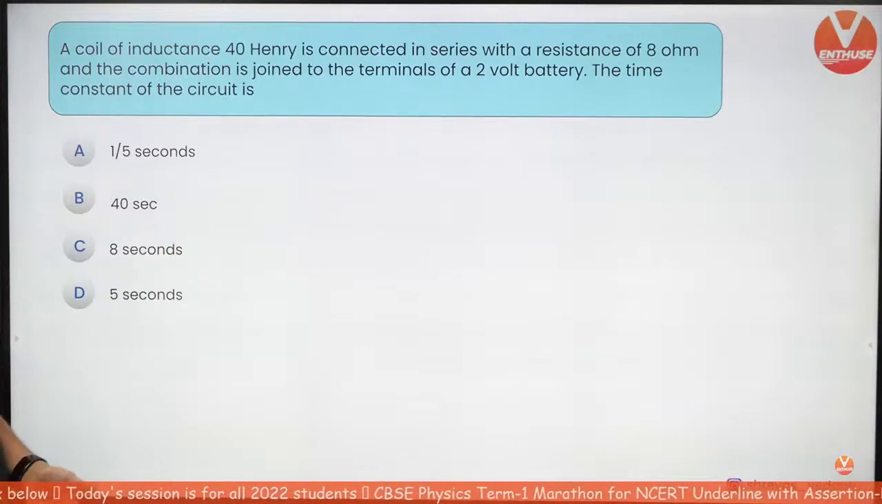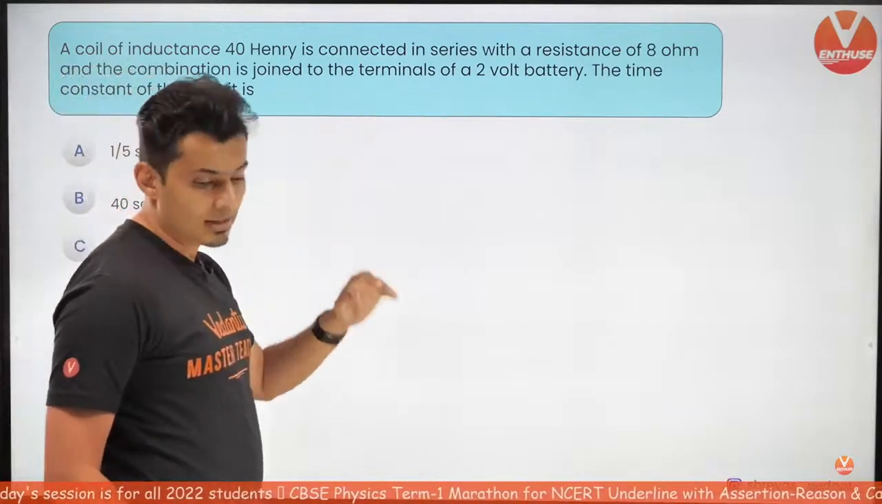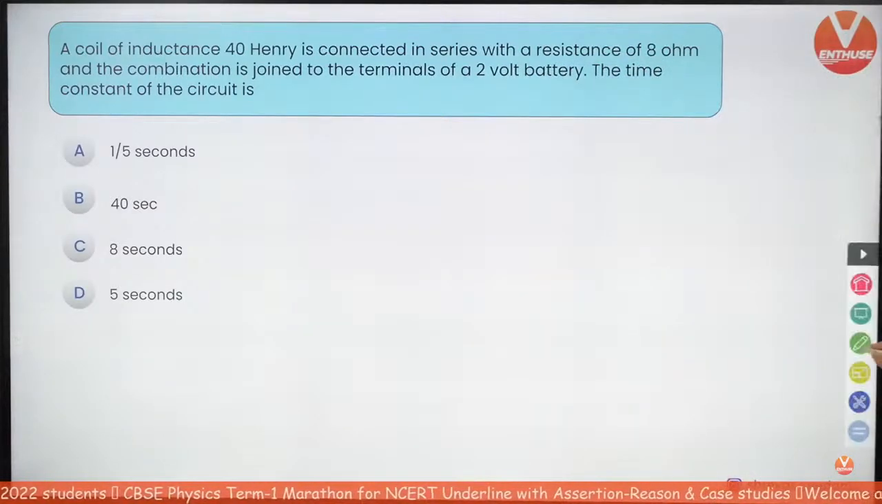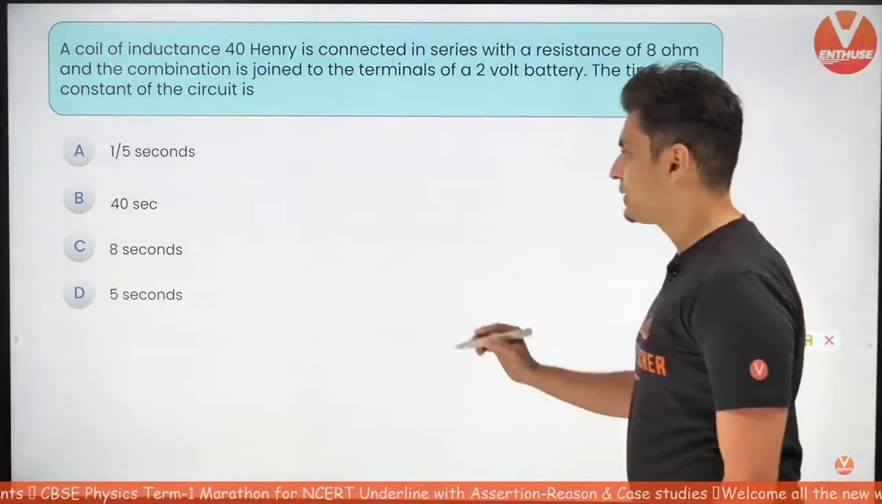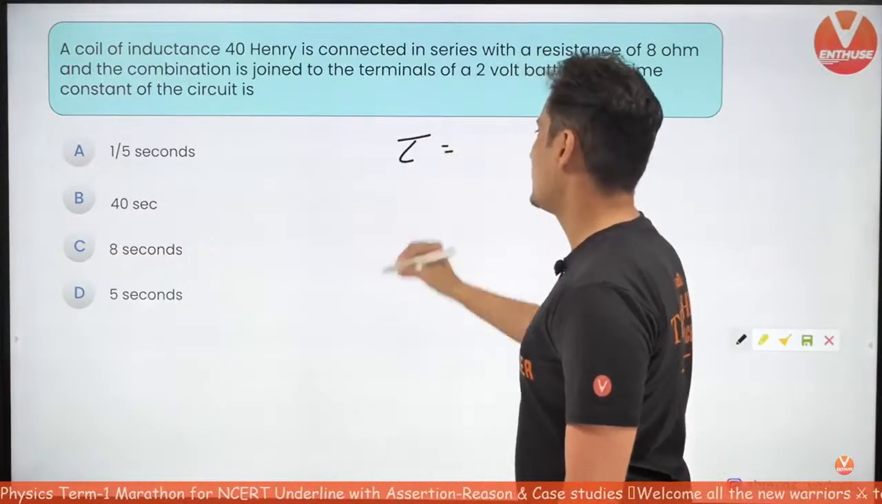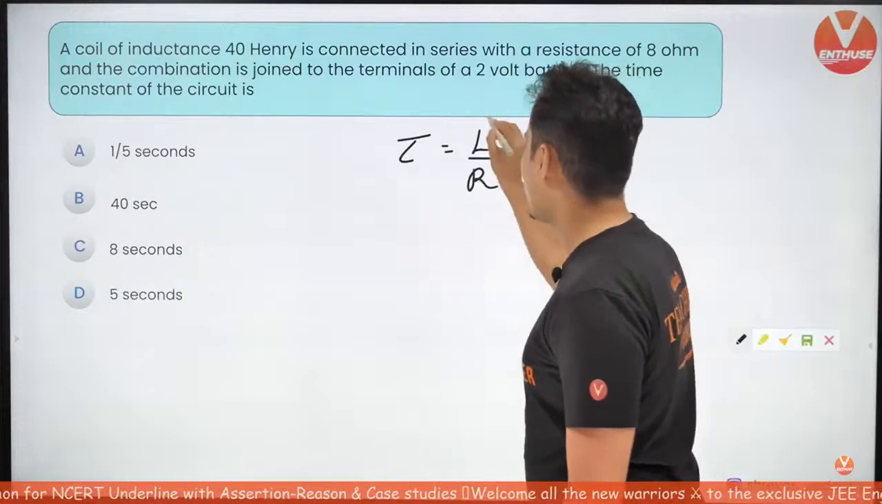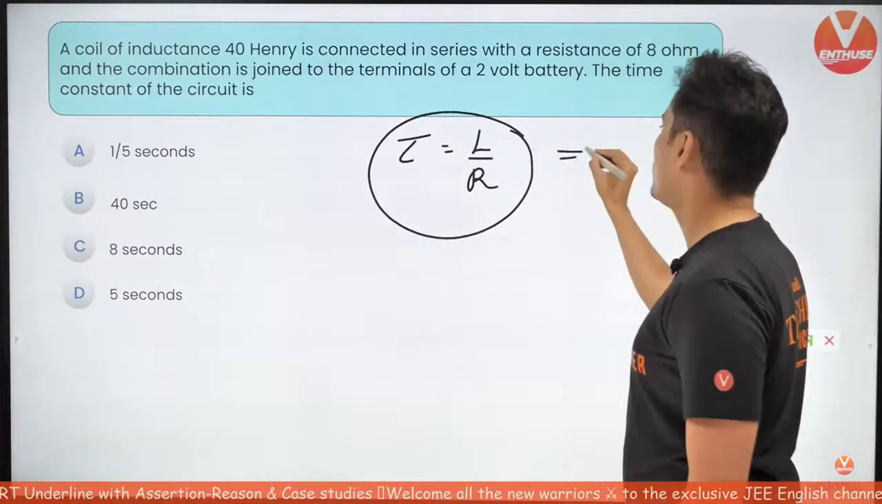So the question is, what is the time constant if it is connected to the battery? What is the formula for time constant? Yesterday also I discussed this, and today also it's coming. Time constant is L by R. If you know this, that's it, your job is done.